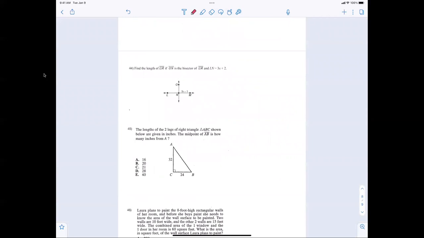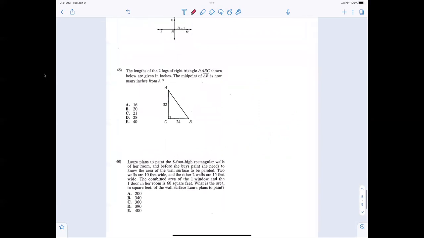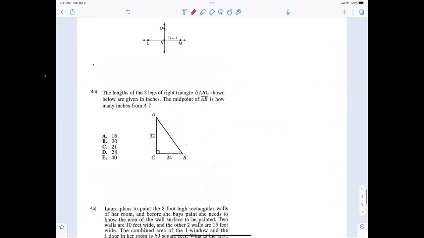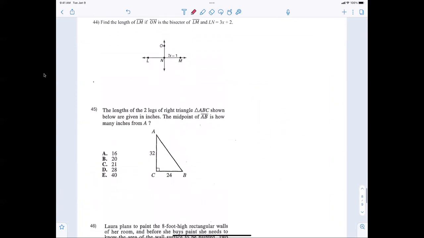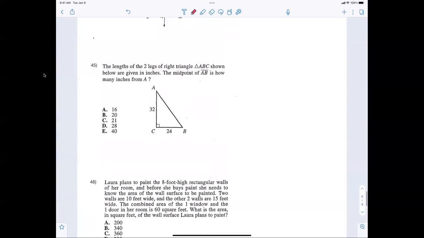Okay, finally we get into some of the SAT problems and ACT problems. Anybody need help with 44, 45, or 46? Go ahead. Page 44, 45.